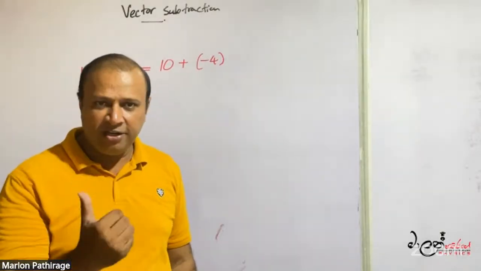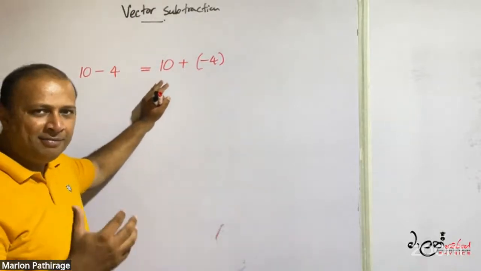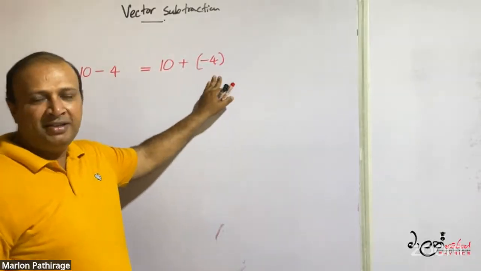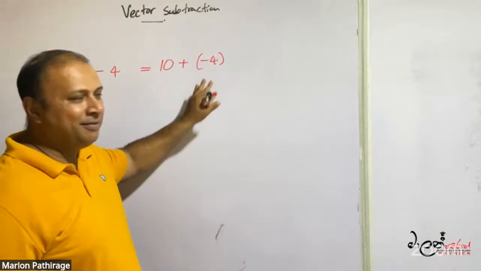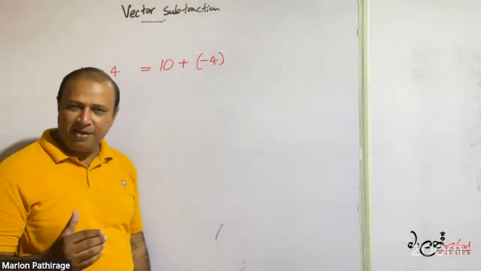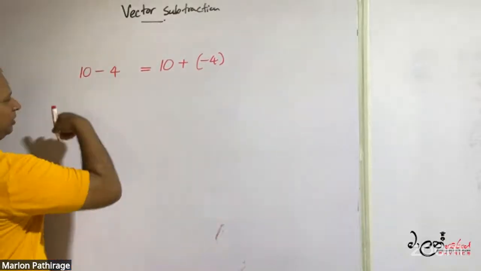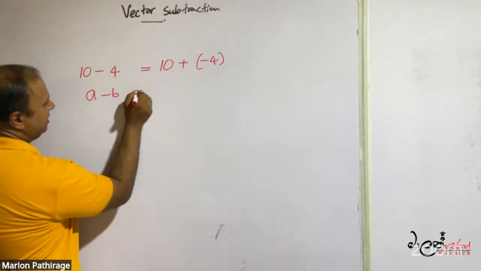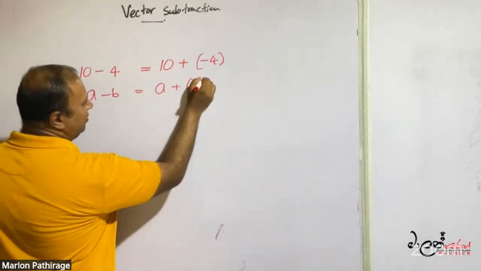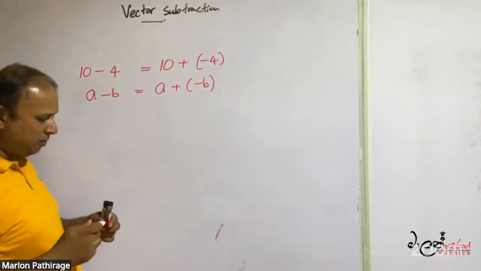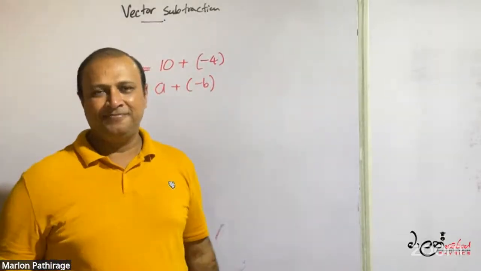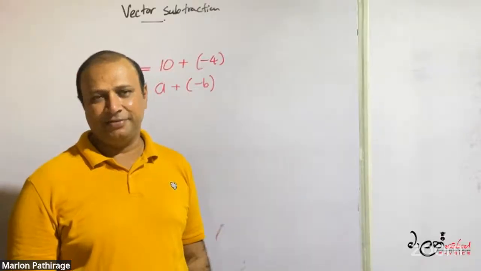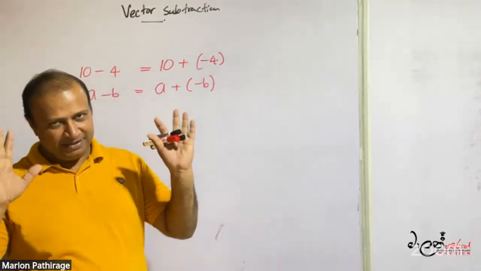An addition of a number and the negative of the other number. We can apply this to algebraic expressions also: A minus B is equal to A plus minus B. Therefore, a subtraction can be written as an addition. Is that clear? If it is clear, please raise your hand.